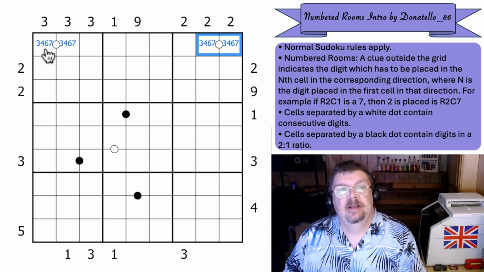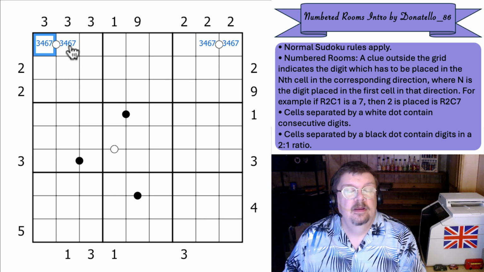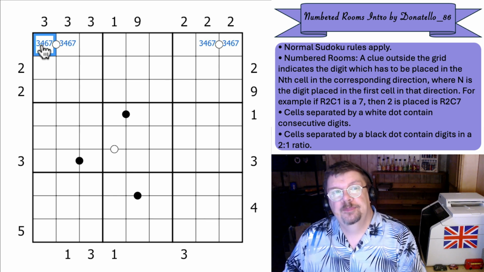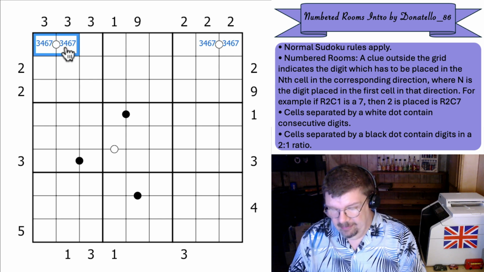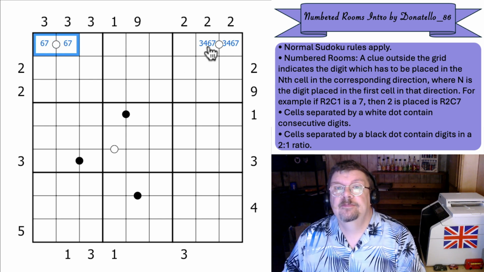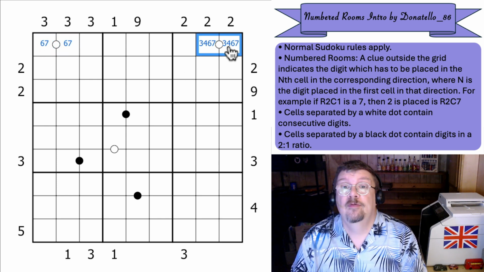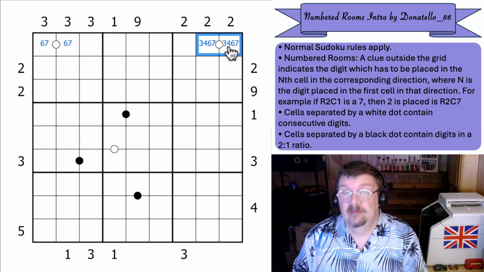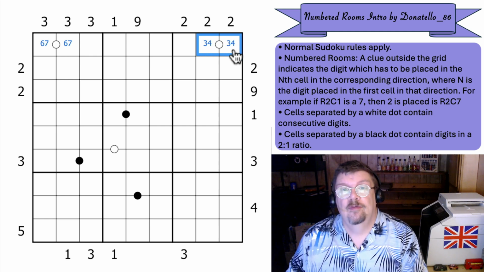Okay, the next thing is, can either of these be a 3? And the answer to that is no, because if this were a 3, that would be saying place a 3 here. But I can't place a 3 there because I've already got a 3 here. So that can't be the 3, 4 pair. That has to be the 6, 7. And this can't be a 3, 4 pair. Sorry, this can't be the 6, 7 pair because I've now got that in the row. So it is the 3, 4 pair.